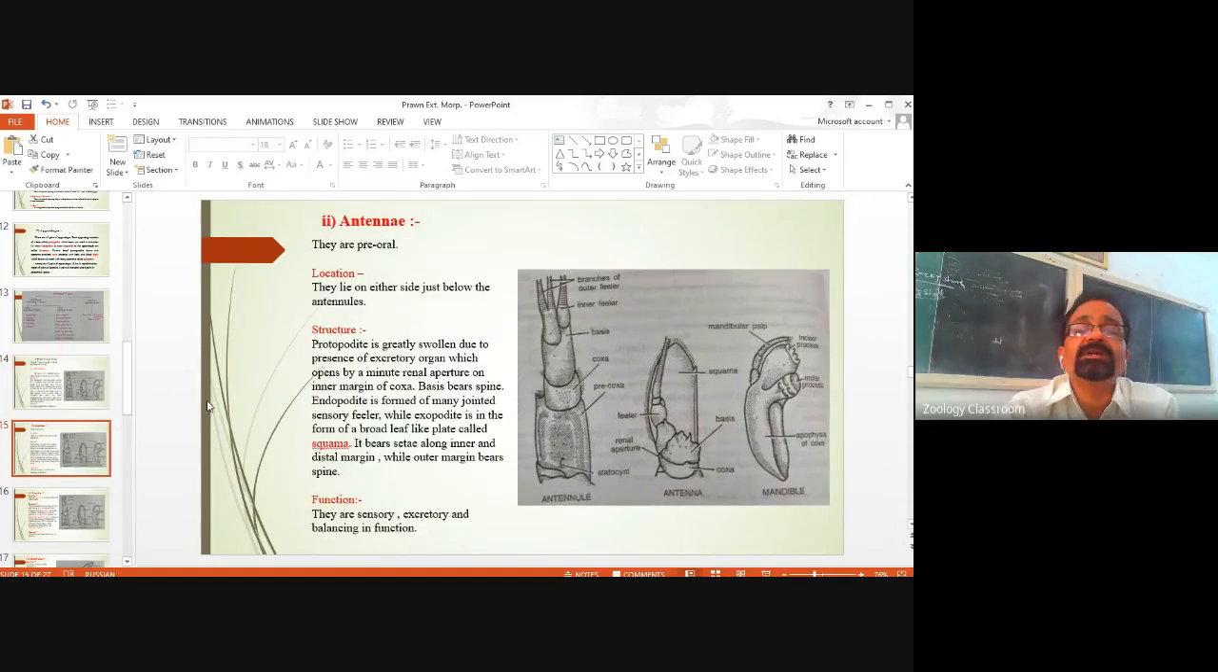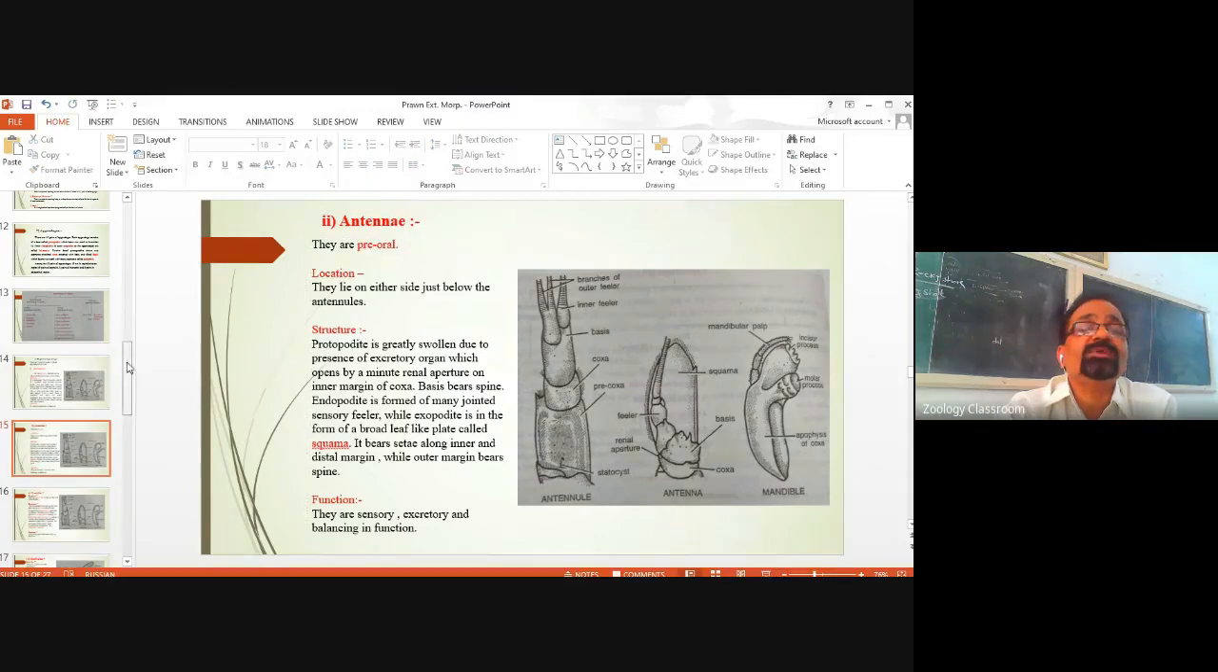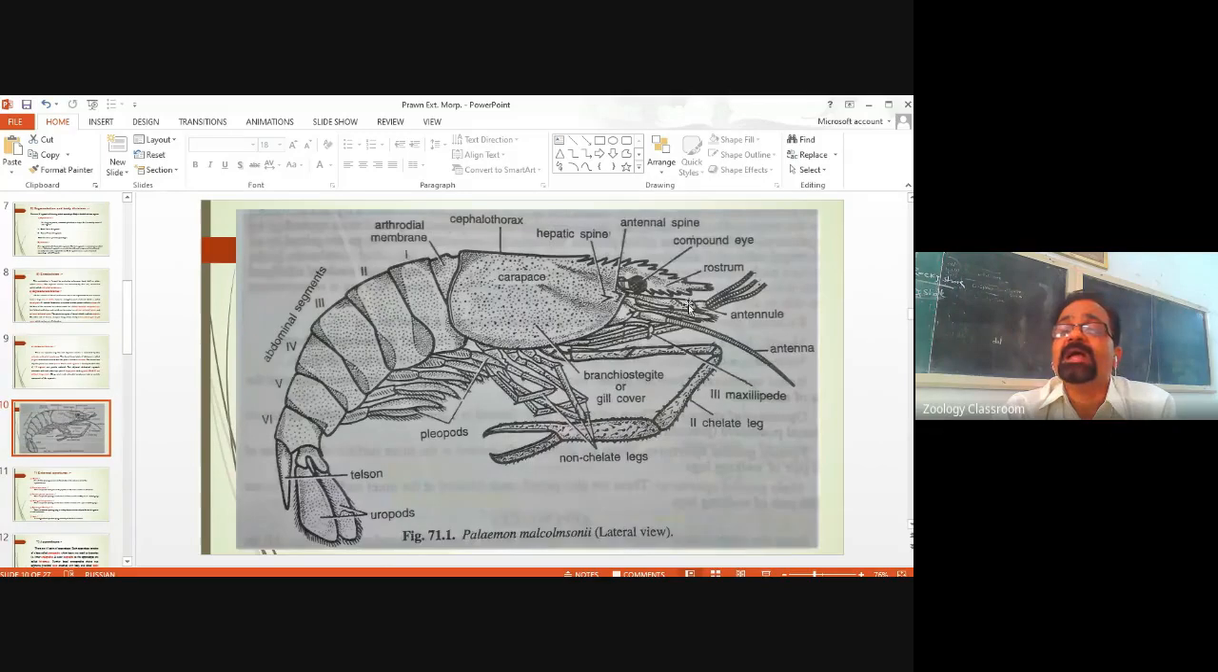Likewise, let me again clarify that these antennae are also pre-oral. See, antennule followed by antenna means the mouth is somewhere here. Mouthच्या पुढे इकडे त्याच्या पुढे असे दोन, which two appendages are present? Antennule as well as antenna. Both of them are pre-oral in location. Is that clear? Yes, sir.